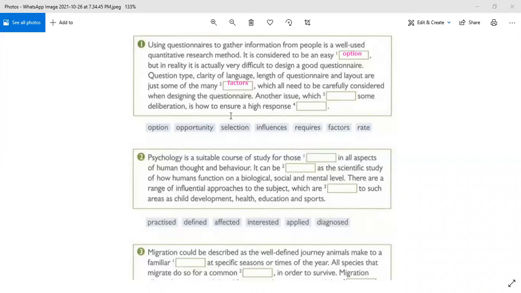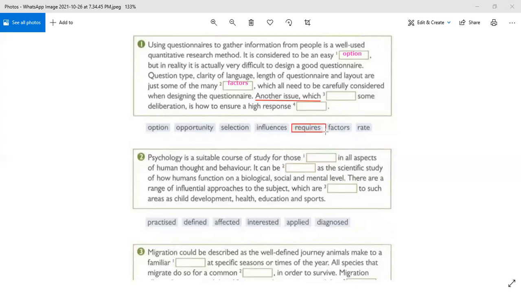It requires, so I need a verb, because together these things are the subject, which refers to another issue. So after this I need a verb. If I understand this grammar point, I will look for the verbs. And how many verbs do we have in the options? Selection and requires to. Requires.